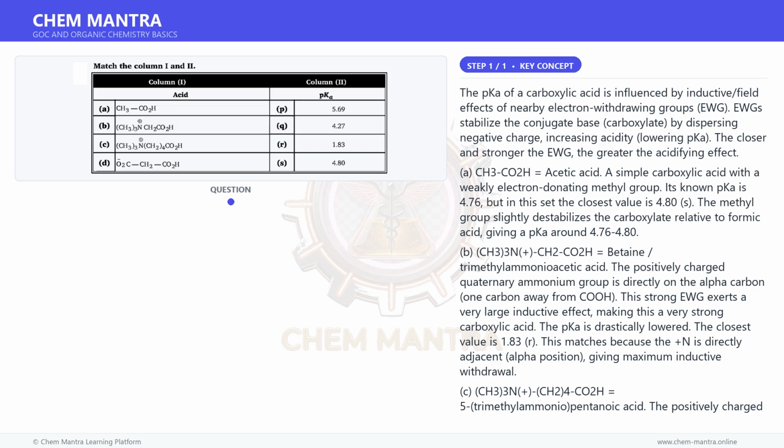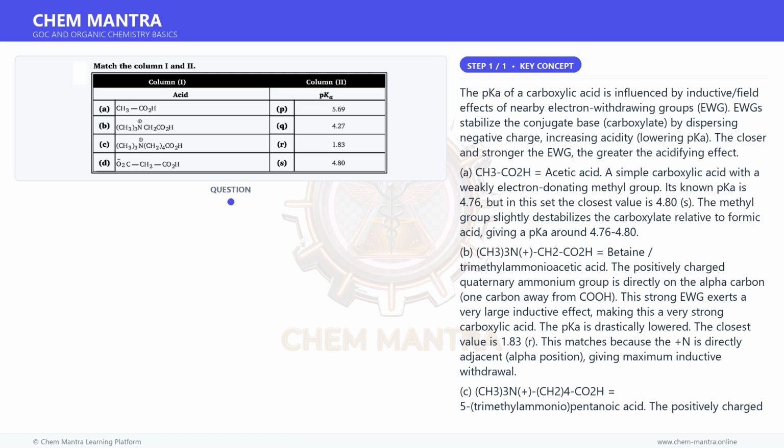Let us first understand the key concept here. The pKa of a carboxylic acid is influenced by inductive field effects of nearby electron withdrawing groups, EWG. EWGs stabilize the conjugate base, carboxylate, by dispersing negative charge, increasing acidity, lowering pKa. The closer and stronger the EWG, the greater the acidifying effect.